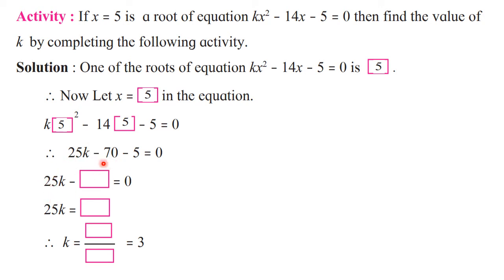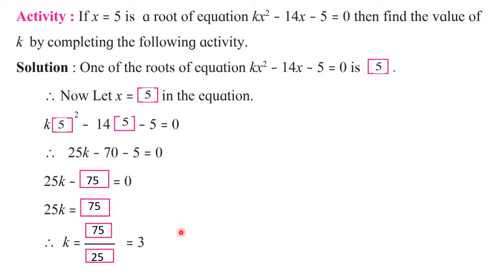So now you have to check about this. Minus 70 minus 5. What is the answer? Minus 75. The minus sign is already there outside. So inside you will have 75. Then this 75 we are shifting. So minus 75 is going to become plus 75, and therefore k is equal to 75 divided by 25, that is 3. So in this way you can complete the activity.